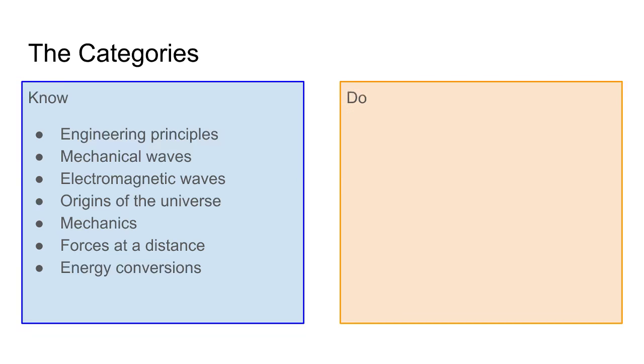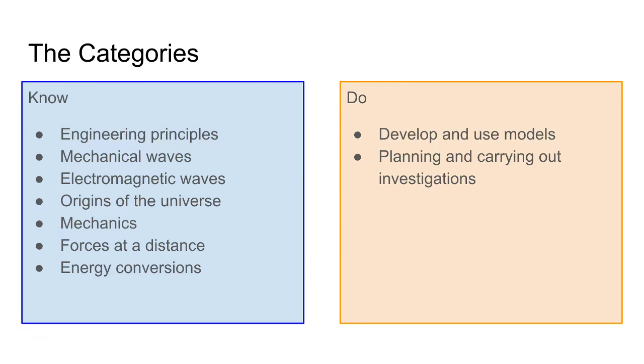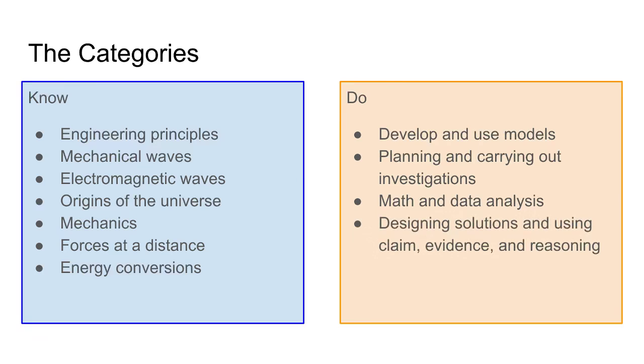For the list of skills, we have the ability to develop and use models, how to plan and carry out an investigation, once that investigation is done, using mathematical reasoning and data analysis to understand your results, designing solutions and using claim, evidence, and reasoning, and finally, students need to be able to obtain, evaluate, and effectively communicate scientific information.